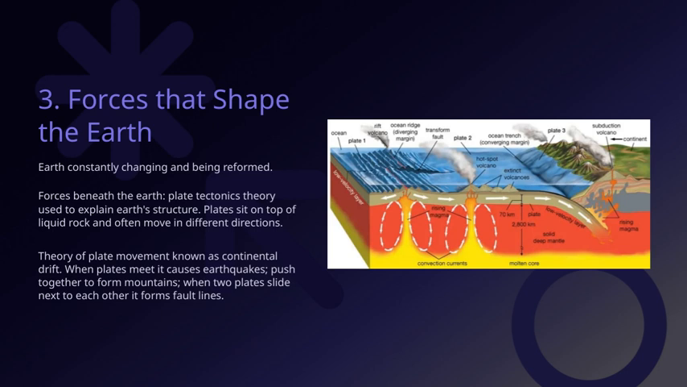Beneath the Earth's surface, there's a layer of liquid rock called magma that acts like a conveyor belt, moving the plates in different directions. This movement is explained by the theory of plate tectonics, which helps us understand the structure of our planet. The Earth is always changing, continually being reshaped by these forces, making it a dynamic, ever-evolving planet. This constant change is fundamental to understanding the Earth's geology and the forces that shape our world.